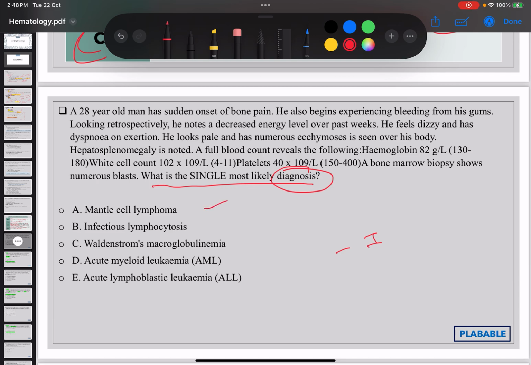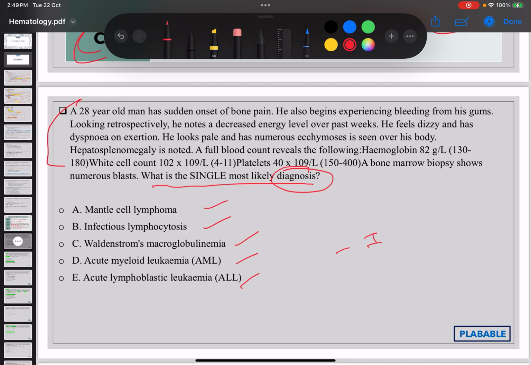Then you have to read the options. It will give you an idea of which section you are dealing with: hematology, cardiology, respiratory, infectious disease, or something else. That gives you an idea about the stem. The options are mantle cell lymphoma, infectious lymphocytosis, Waldenstrom macroglobulinemia, acute myeloid leukemia, and acute lymphoblastic leukemia. So this is the hematology section.